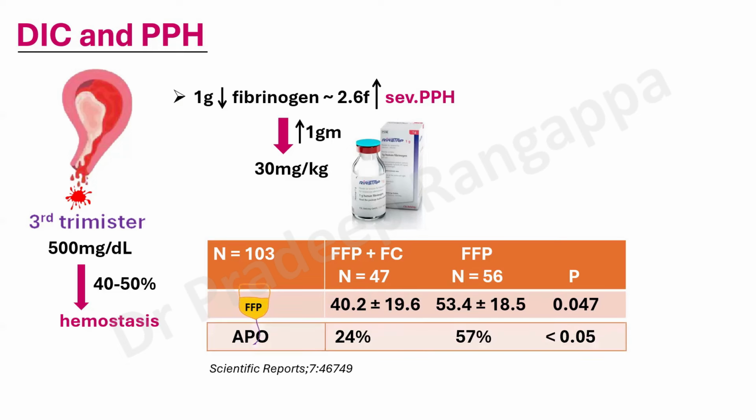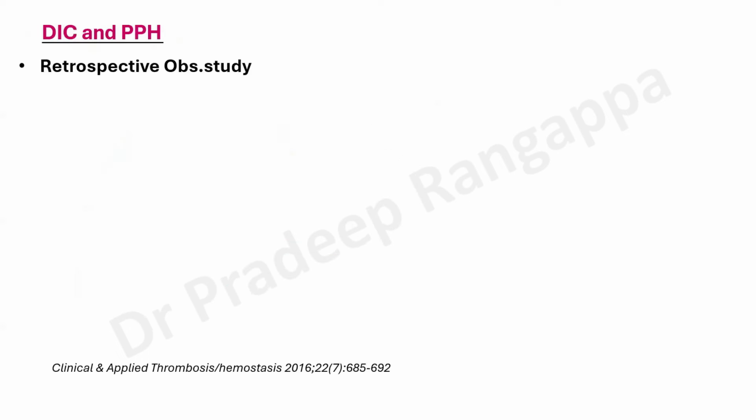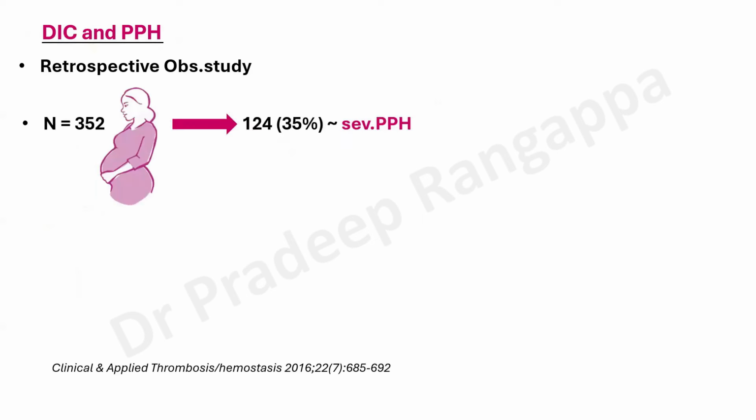And pulmonary edema was significantly less because the need for FFP was much lesser where fibrinogen concentrate was added as an adjunct. The pulmonary edema was 24% as compared to 57% where only FFP was given. So it goes on to show that fibrinogen concentrate should be kept in mind in patients with PPH, because there is a lot of fibrinolysis that happens, and there is significant fibrinogen deficiency that tends to happen in these patients.